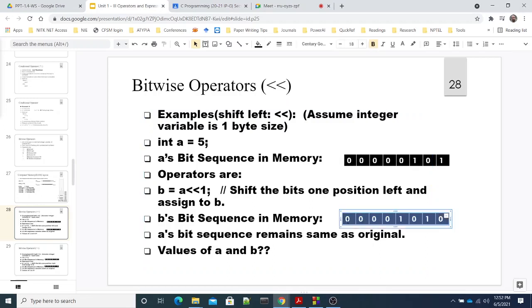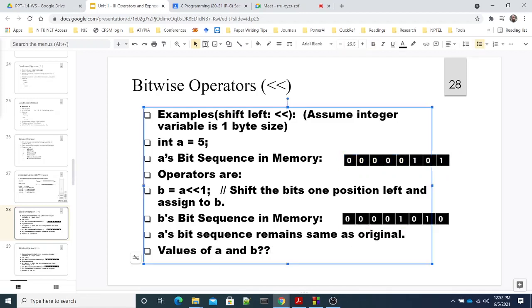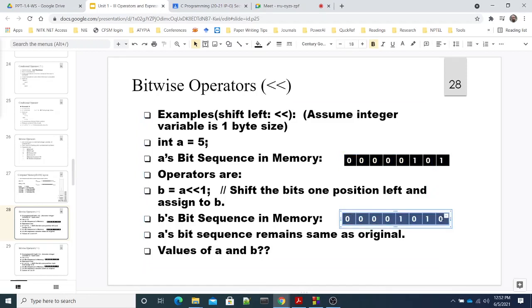Now if I do that, what is the equivalent decimal number? This is a binary. I got a new binary number. By shifting the bit sequence of this towards left by 1 position, I got a new binary sequence. This is corresponding to a different integer. What is the integer corresponding to this binary sequence? Can anyone tell?